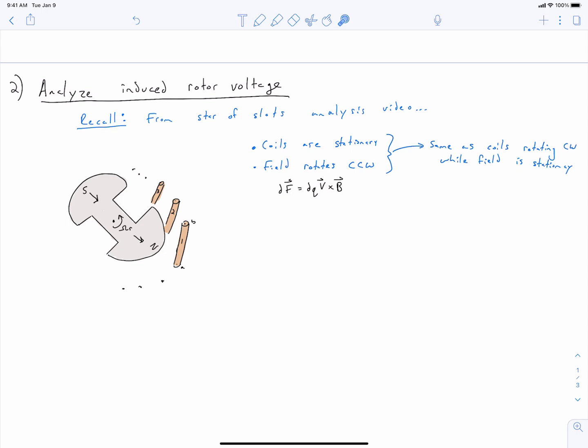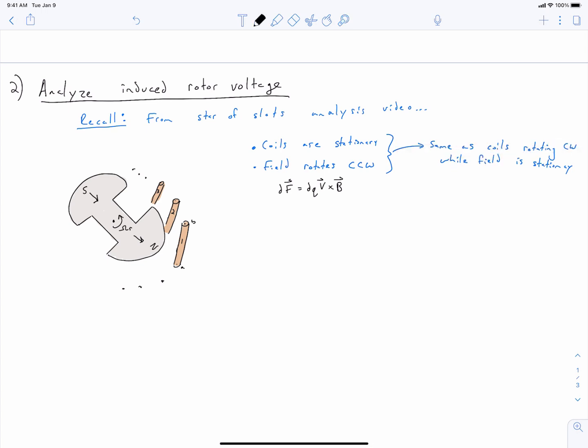You can see that the Lorentz force equation says that you're going to get a force produced on a charge that is in the direction of the cross product of the velocity of the charge and the magnetic field. Now, in this case that I've drawn here, the charges are stationary because the coils are stationary. But in that video, we know that this is really the same thing as if the coils are rotating in the clockwise direction while the field is stationary.